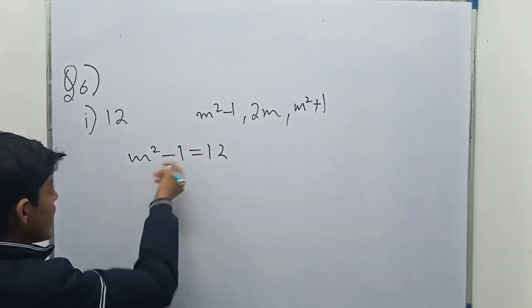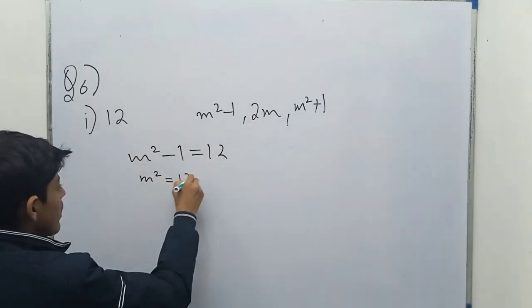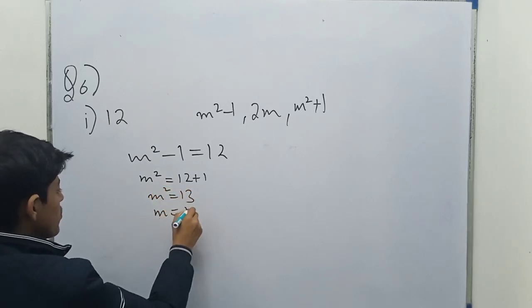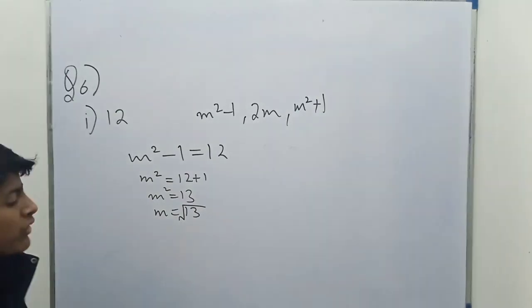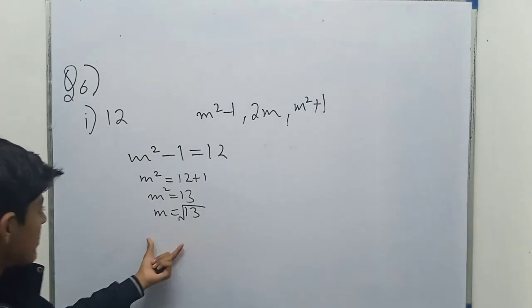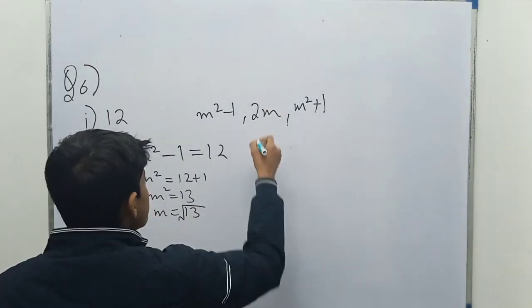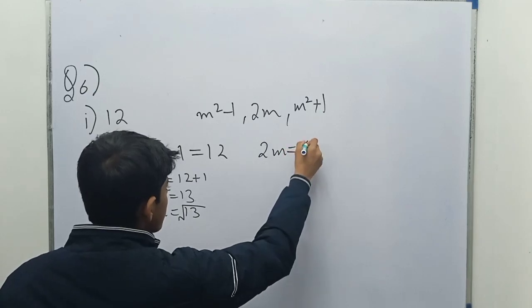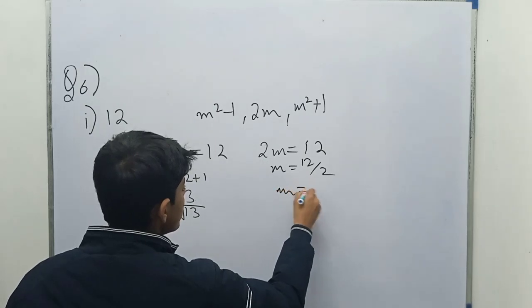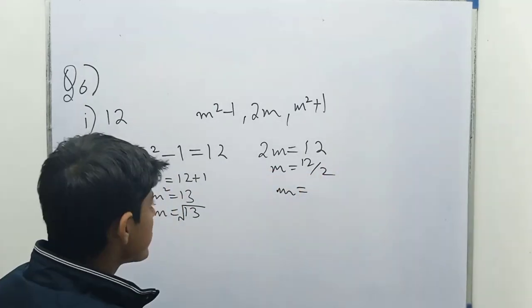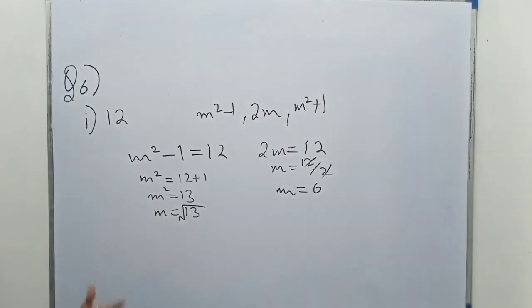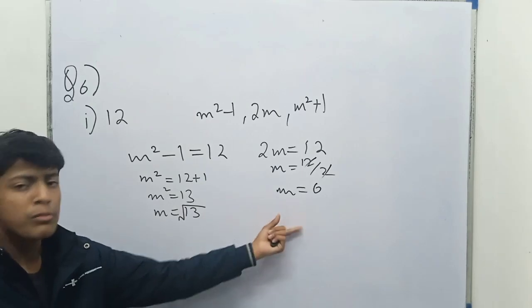m square minus 1 equals 12. So m square is 13, root 13. By the way, in the next video we will discuss square root, so it will be very easy for you. So root 13 is not in any triplet, so we will leave it. We will see 2m equals 12. m is equal to 12 by 2. If you have studied linear equations, good; if you have not, then you can check out my channel. There is a video based on linear equations also. So 6. m is equal to 6. So I guess 6 makes a triplet.